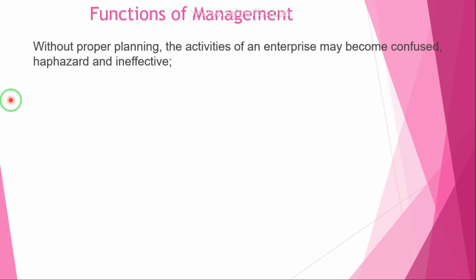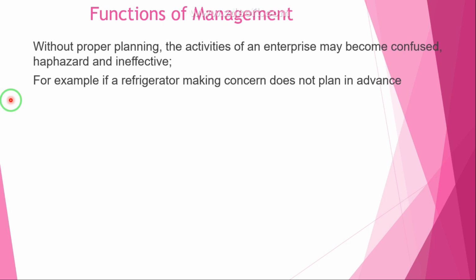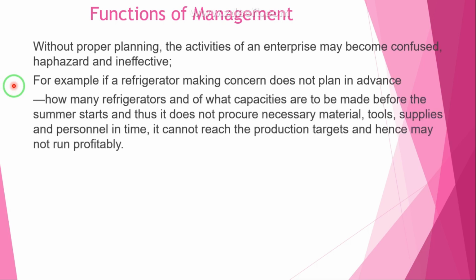Without proper planning, the activities of an enterprise may become confused, haphazard, and ineffective. For example, if a refrigerator making concern doesn't plan in advance how many refrigerators of what capacities are to be made before the summer starts, and thus doesn't procure necessary materials, tools, supplies, and personnel in time, it can't reach the production targets and hence may not run profitably.